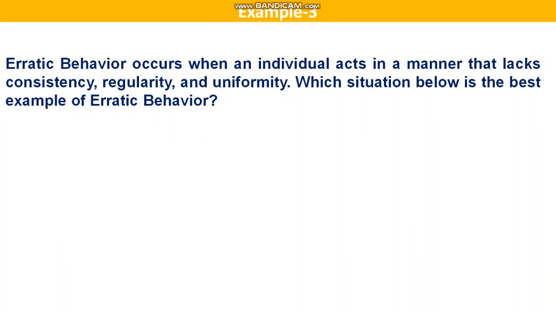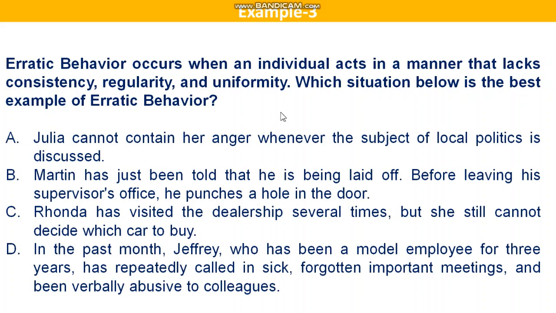Example number 3. Erratic behavior occurs when an individual acts in a manner that lacks consistency, regularity, and uniformity. So this is the definition of what do you mean by erratic behavior. Which situation below is the best example of erratic behavior? Please pause the video and read all 4 statements and then again you can resume the video.